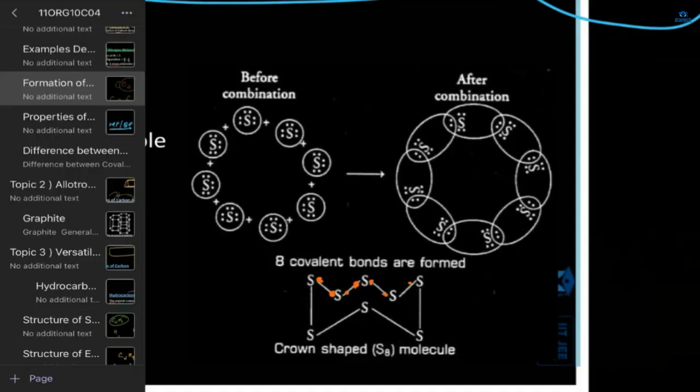Formation of covalent bonding is done. Any doubt there? No, ma'am. Okay, so now the next topic is properties of a covalent compound. What are the properties of a covalent compound? This we have discussed, I guess. From here we have to start.